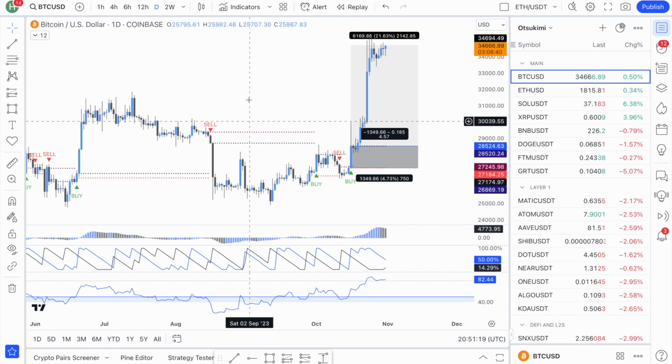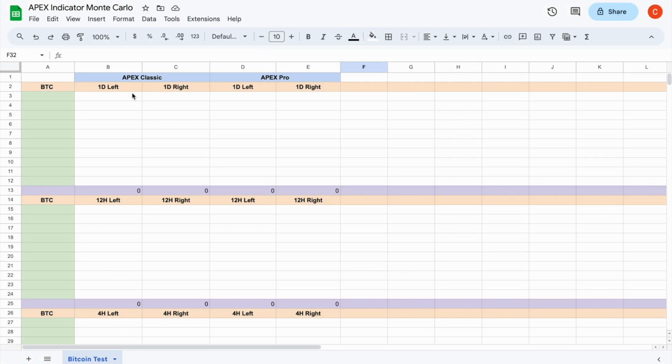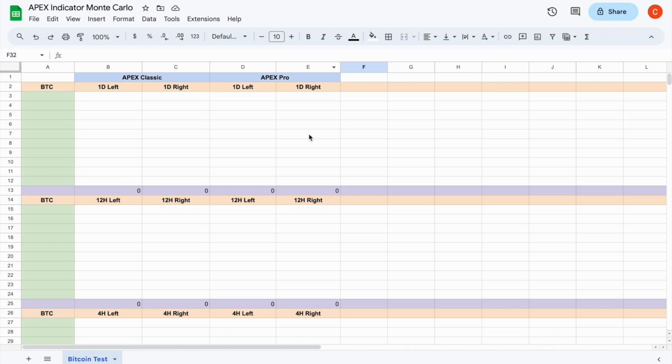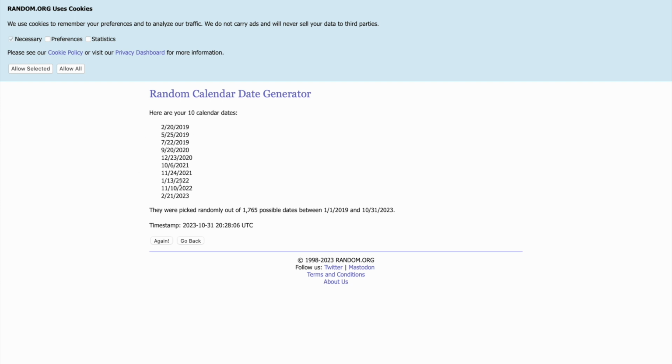So going back to this, what we're going to do is start with the classic first, which is what this is. This is the classic indicator. I'm going to pick 10 dates at random, and here are my dates. These are not the dates, I'm going to go ahead and roll them again. So I'm going to pick 10 dates at random between January 1st, 2009 and today, which is Halloween 2023 still for me.